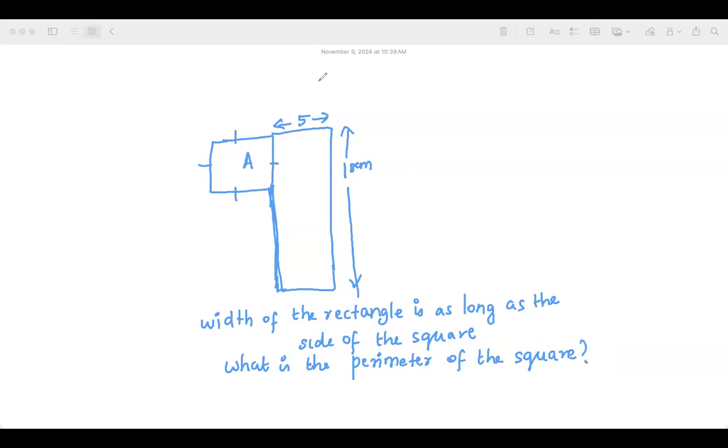Please, I want each of you to read word by word. Width of the rectangle. Where is the rectangle? Let me name them. Width of the rectangle B is as long as the side of the square. It is also a lot of English comprehension. Math alone doesn't help many a time. What does it mean? If you decipher that, then you can find all the sides. Then you can find the perimeter of the square.